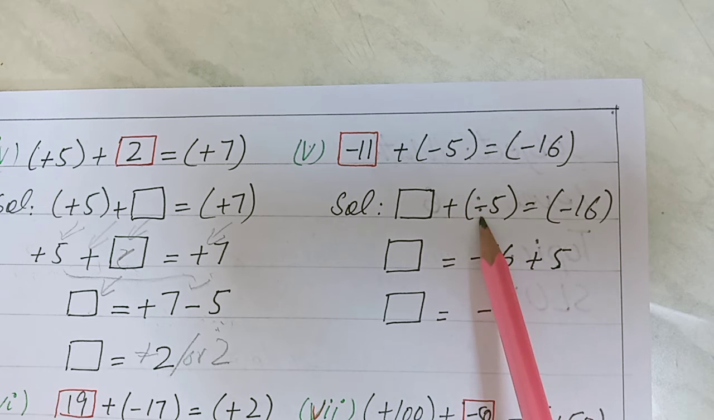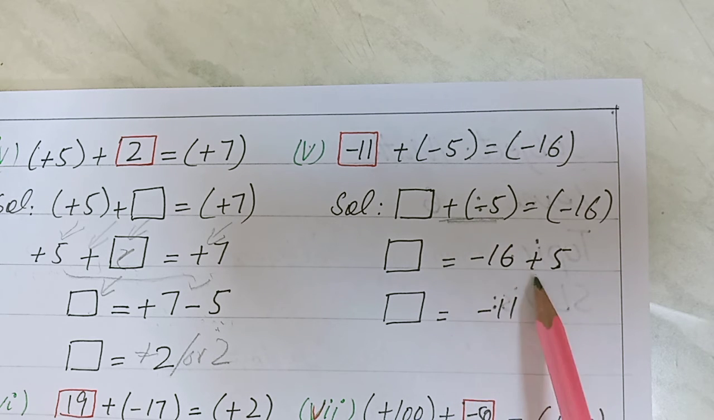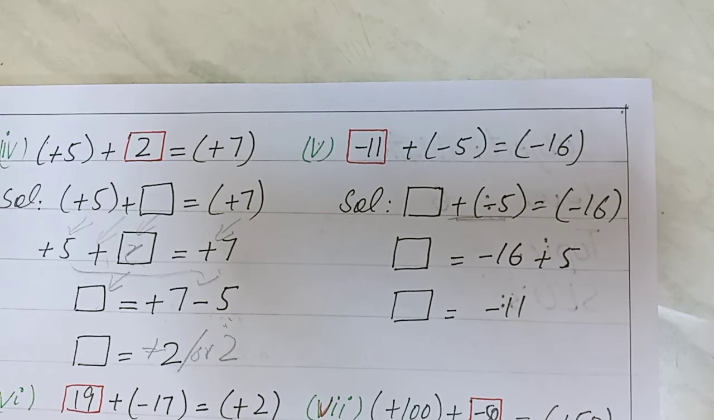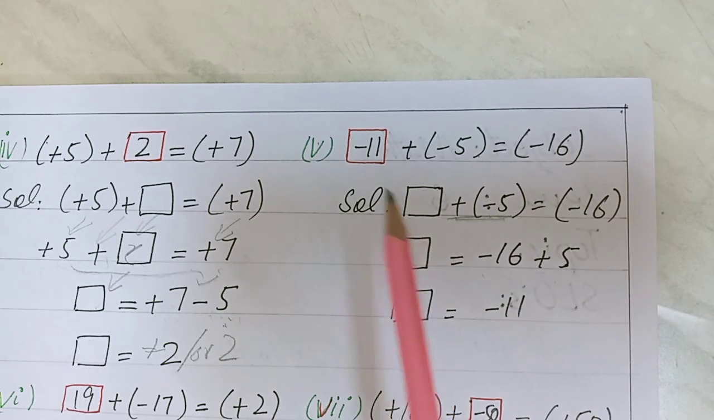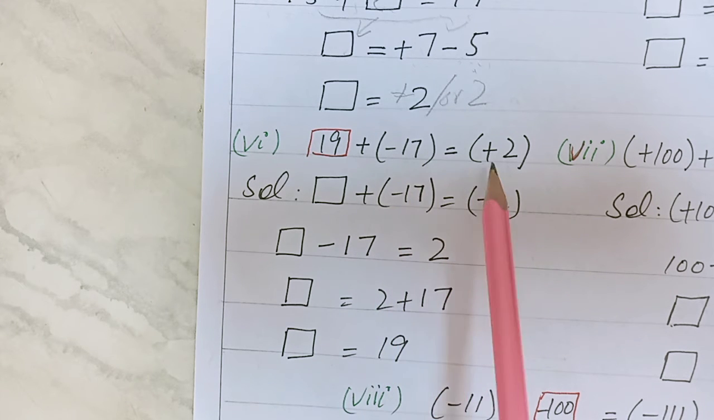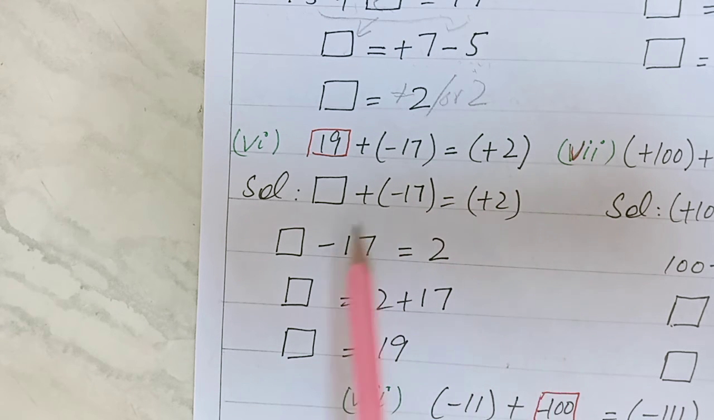Minus 16, this is extra data, so move to the next. Minus converts into plus, plus minus minus 16 minus 5 is equal to 11, but the sign will be of the greatest value. So minus 11 is the answer. Next is part number 6. Empty box plus into minus 17 is equal to plus 2.